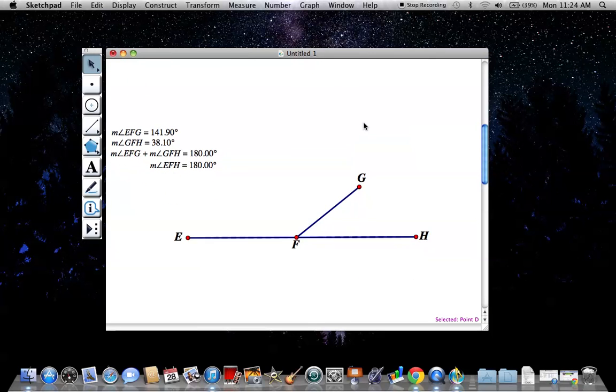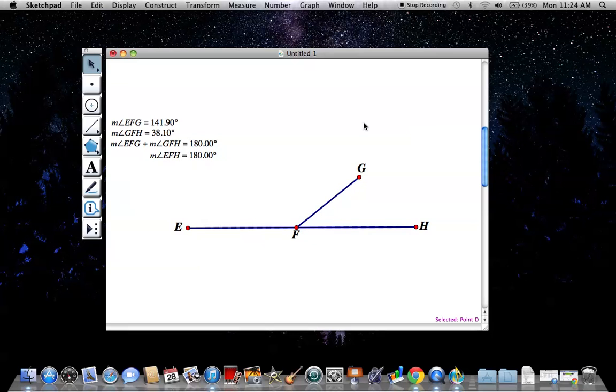Now if I scroll down, this is what a linear pair looks like. A linear pair are 2 adjacent angles whose uncommon sides form opposite rays. So GF here is the common side, and then you have EF and you have FH. Notice they both form a straight line segment. Okay, they're opposite rays, they're going in opposite directions.